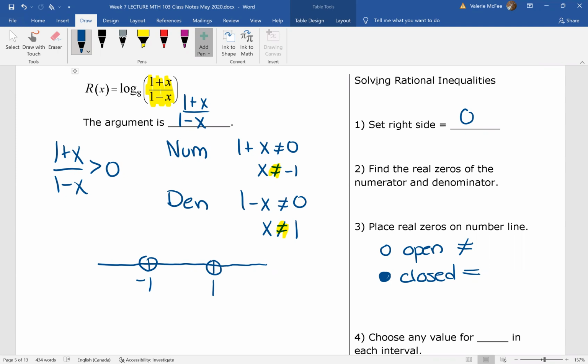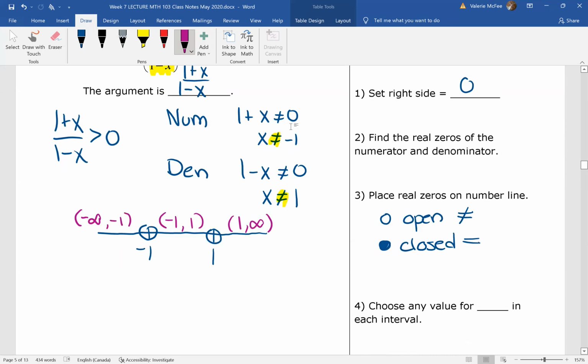We've created 3 intervals. We have an interval from -infinity to -1, an interval from -1 to +1, and another interval from 1 to infinity. These are all open intervals because our real zeros are not permitted.